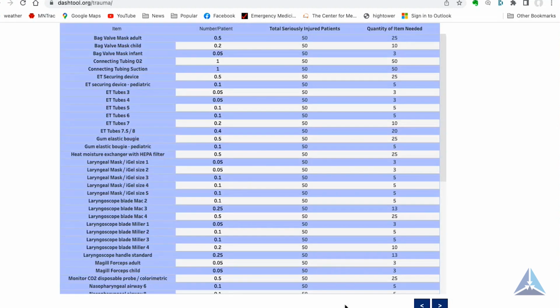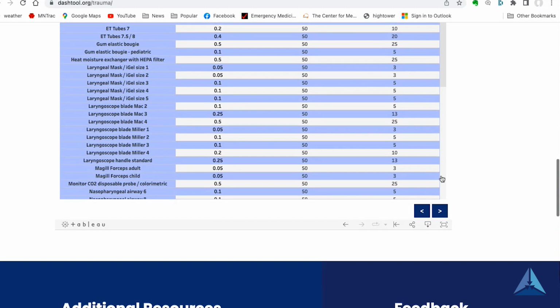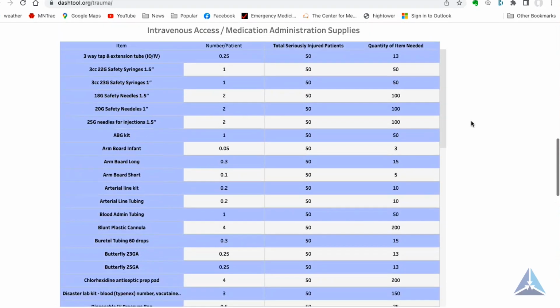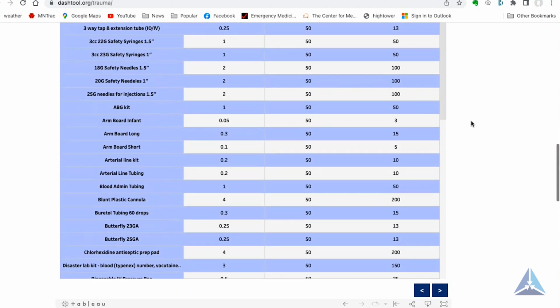We've got a couple different tables here for respiratory supplies, including pediatric supplies. You can see that these variables are multiplied by the total seriously injured patients to get to the quantity needed. We're assuming a 50% level of intubations here, plus intubations for children, a variety of different endotracheal tubes, et cetera, backup airways. And then we move into IV supplies and IV access.